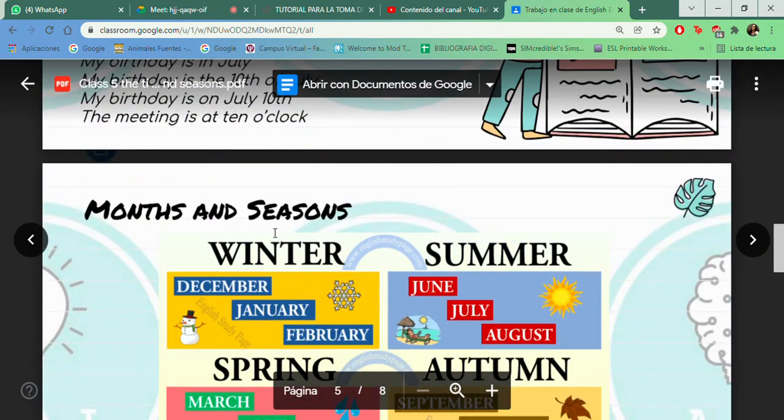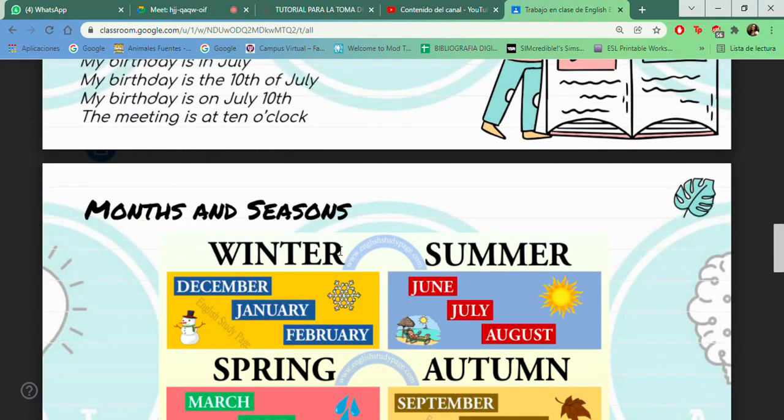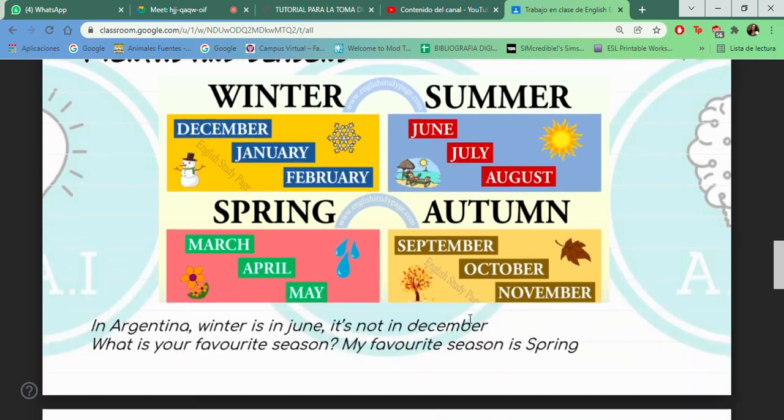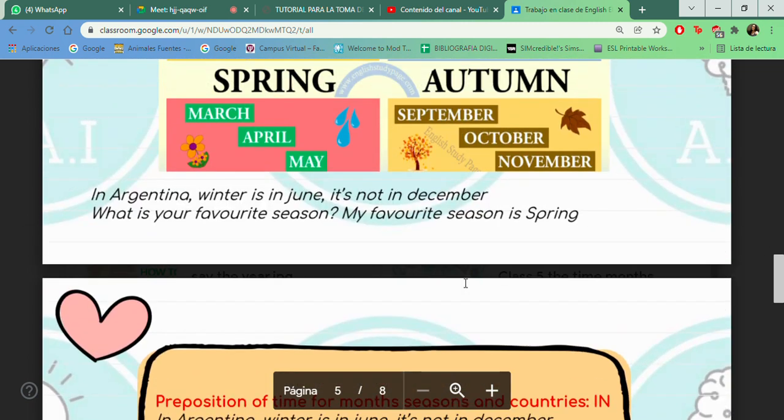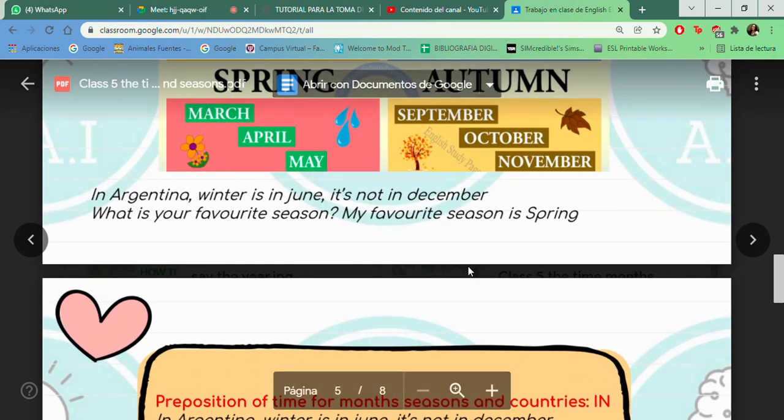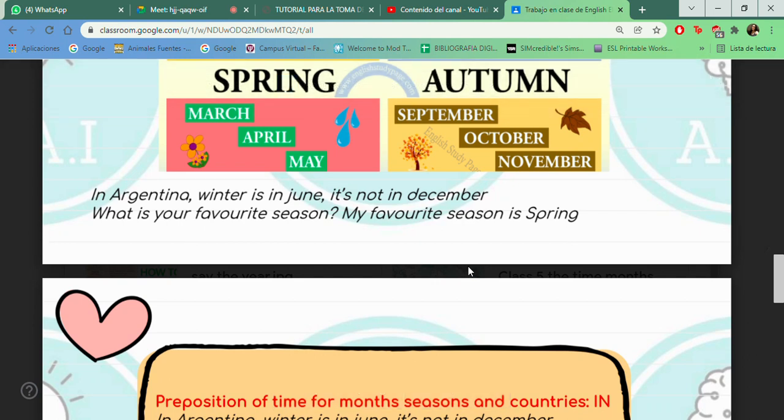These are the seasons: winter, summer, spring, and autumn. Or fall. American English is fall because leaves fall from the trees. Fall, de caer del árbol. It makes sense.